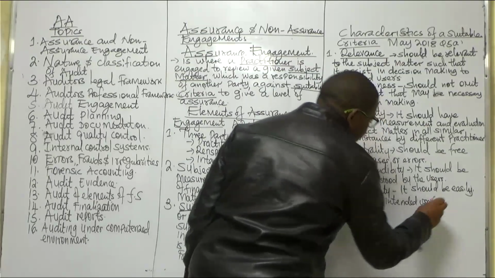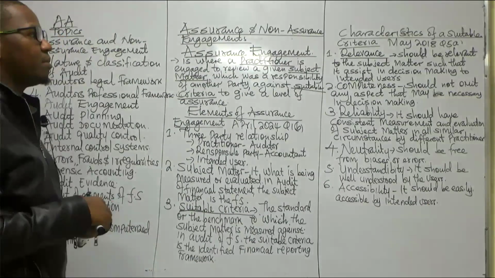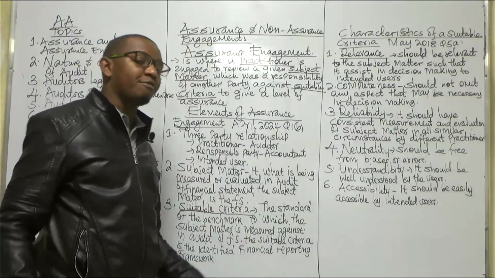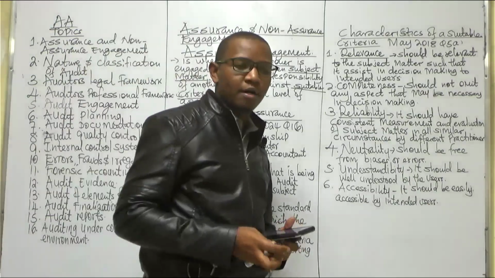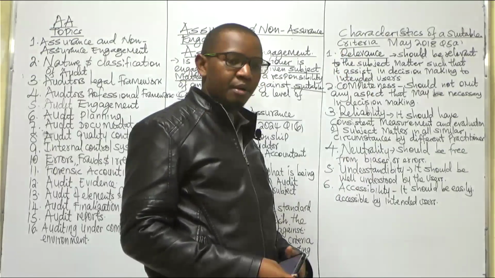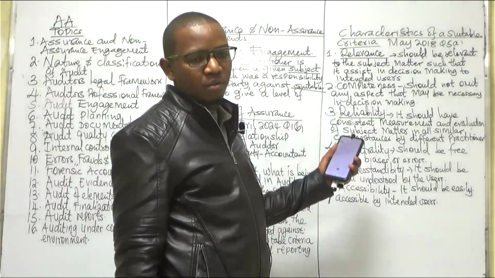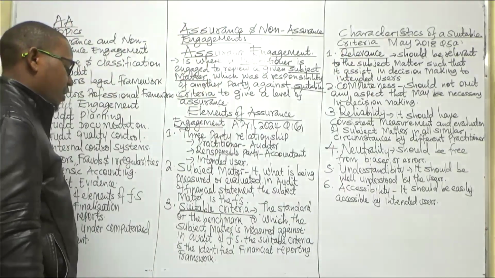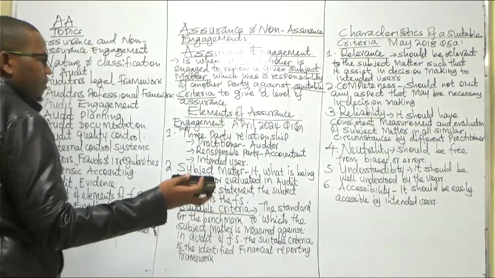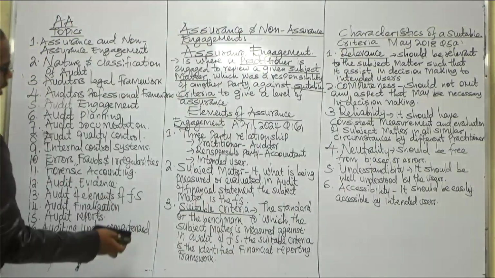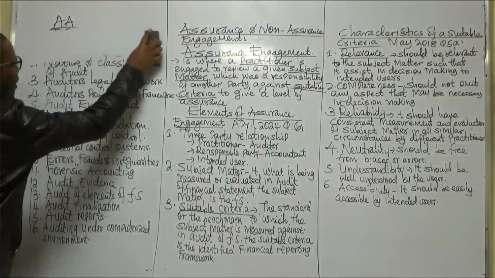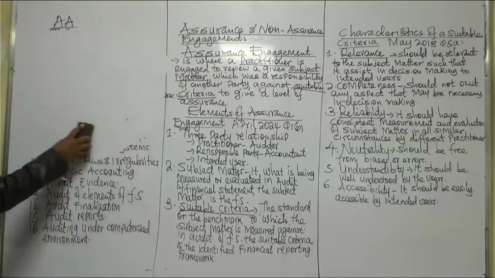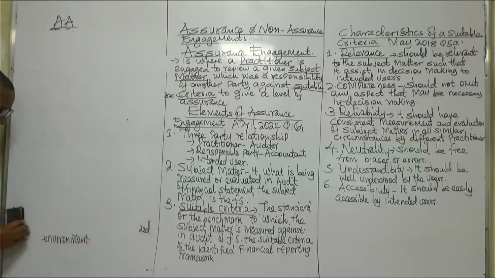So if you are asked about the characteristics of a suitable criteria, or the examiner may use the characteristics of an identified financial reporting framework, generally, we are talking about the same thing. So that is the element on what we call the suitable criteria. We can also go to the next element.